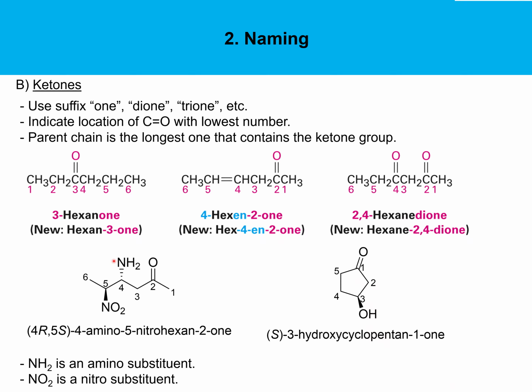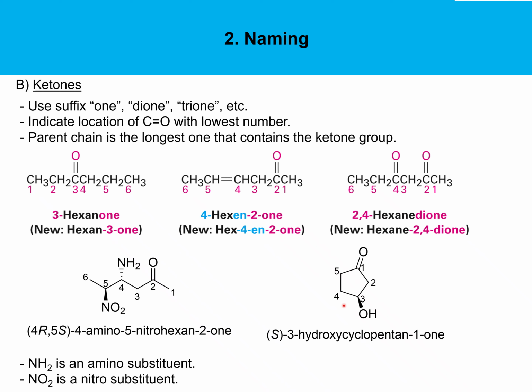The amino group around carbon 4 gives this R stereochemistry. The nitro group on carbon 5 gives this carbon S stereochemistry. Notice that the amino group is a new substituent that we haven't covered before. So try to add that to your substituent names.